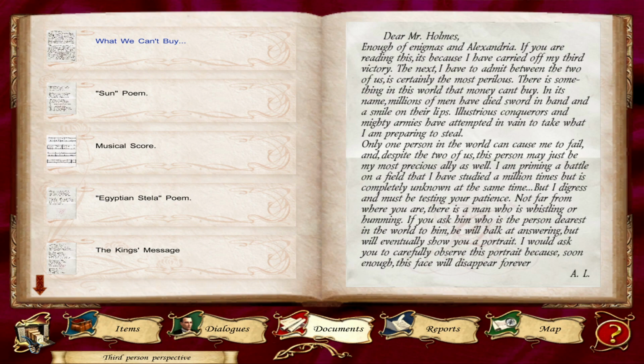I am preparing a battle on a field that I have studied 1,000,000 times, but is completely unknown at the same time. But I digress, and must be testing your patience. Not far from where you are, there is a man who is whistling or humming. If you ask him who is the person dearest in the world to him, he will balk at answering, but eventually show you a portrait. I would ask you to carefully observe this portrait, because soon enough, this face will disappear forever.